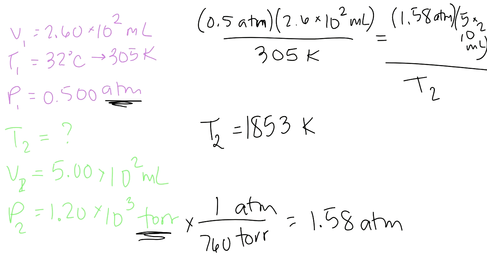So we always have to go back to the question and figure out what exactly it is asking for. So we need to convert this into Celsius. So go ahead and do that. So it's just the opposite of what we did to get to Kelvin. So we're going to subtract 273 here. And that's going to give us 1580 degrees Celsius as our final answer.